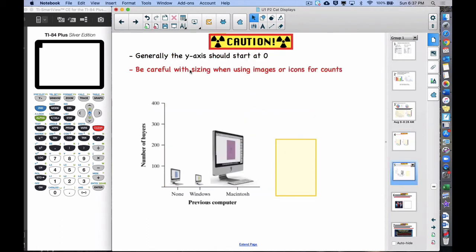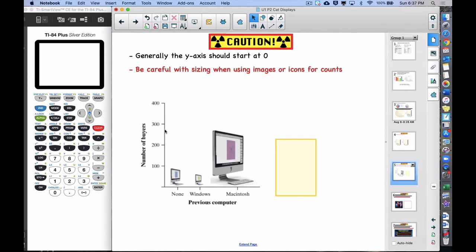Be careful when using images or icons for counts. Sometimes you like to do this to spice up the graph and make it look a little more visually appealing. But the problem with these icons is it makes it hard to read the graph. For this computer, am I supposed to follow the angle of this screen and say that about 300 people bought a Macintosh? Or does it come straight across?